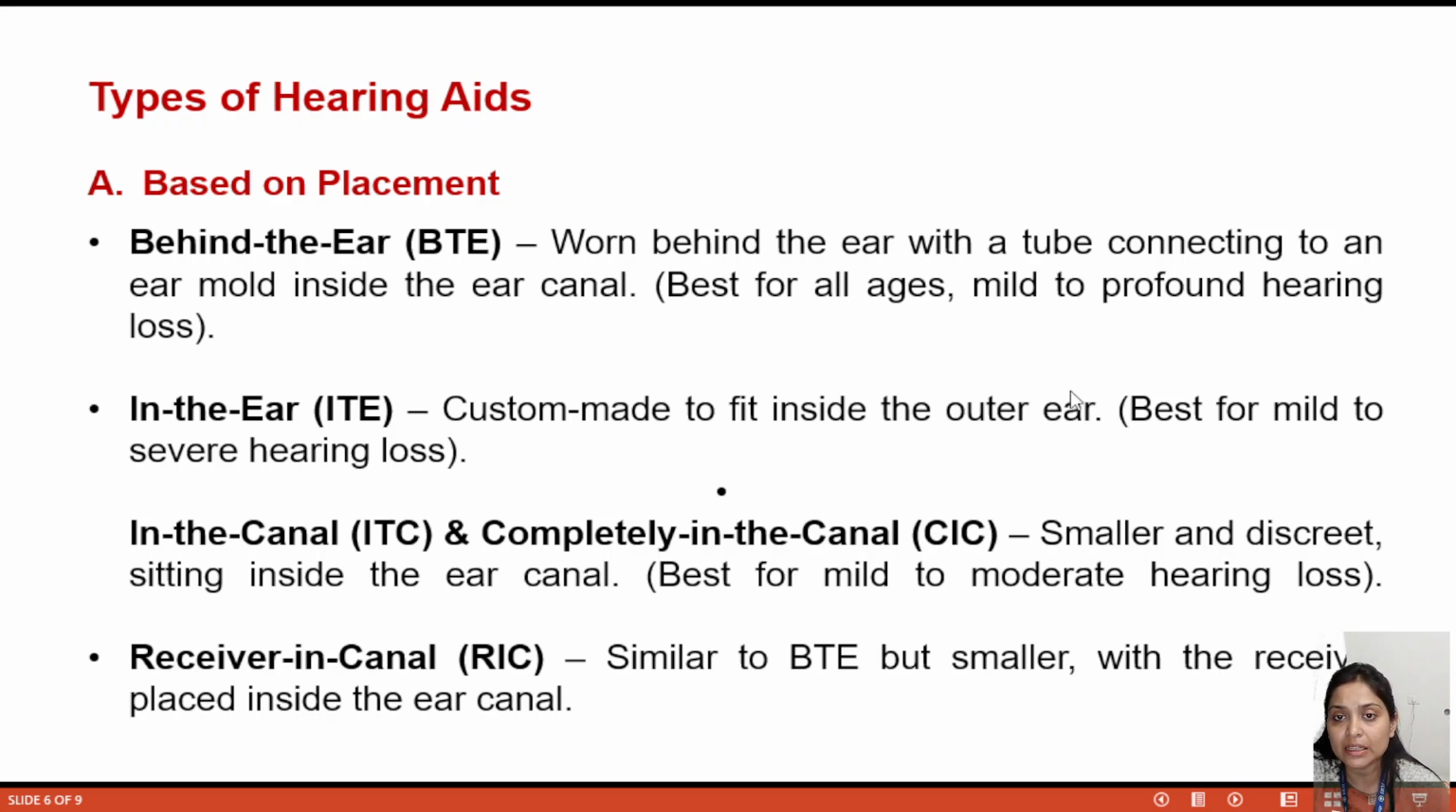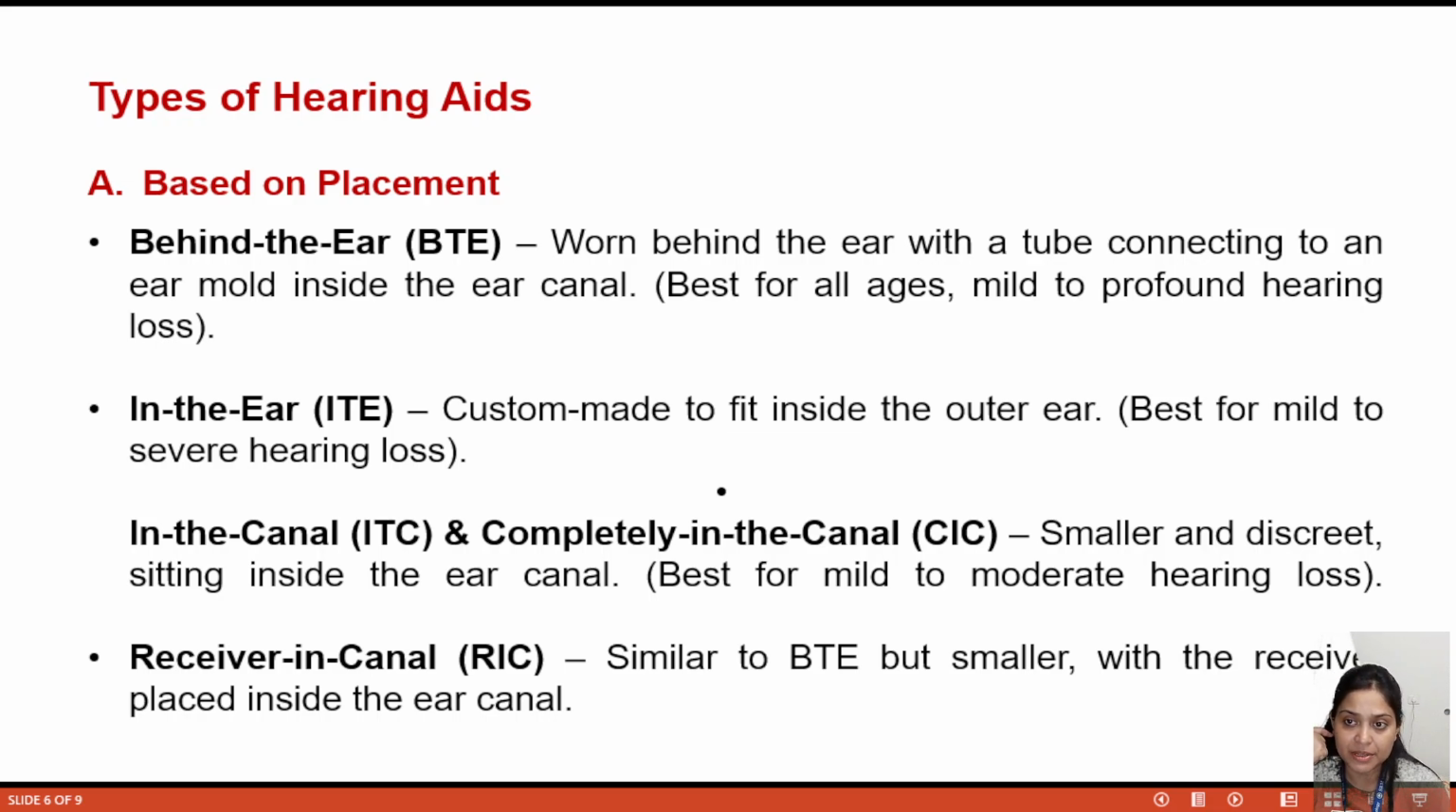So behind the ear, the short form is BTE. Behind the ear means it is worn behind the ear with a tube connecting to an ear mold inside the ear canal. It is highly used in all ages, for mild to profound hearing loss. In the ear, that means ITE, custom made to fit inside the outer ear.